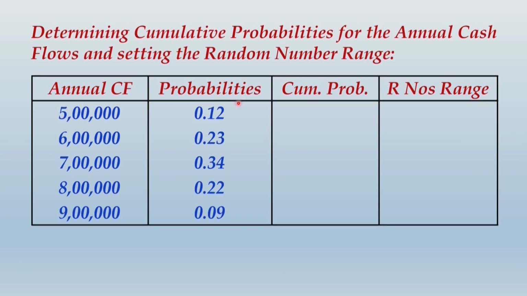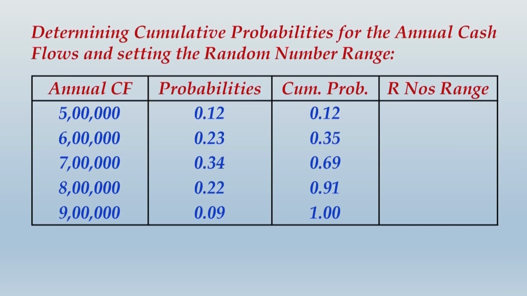Now, as a follow-up, what you do is you take cumulative probability. In the first line for 0.12, the cumulative probability will remain the same, 0.12. Then 0.23 added to 0.12, the cumulative probability becomes 0.35. Then 0.34 added to 0.35, the cumulative probability goes to 0.69. Then 0.22 added to 0.69, you will be getting 0.91 as cumulative probability, and then 0.09 added to 0.91, what you get is 1.00.